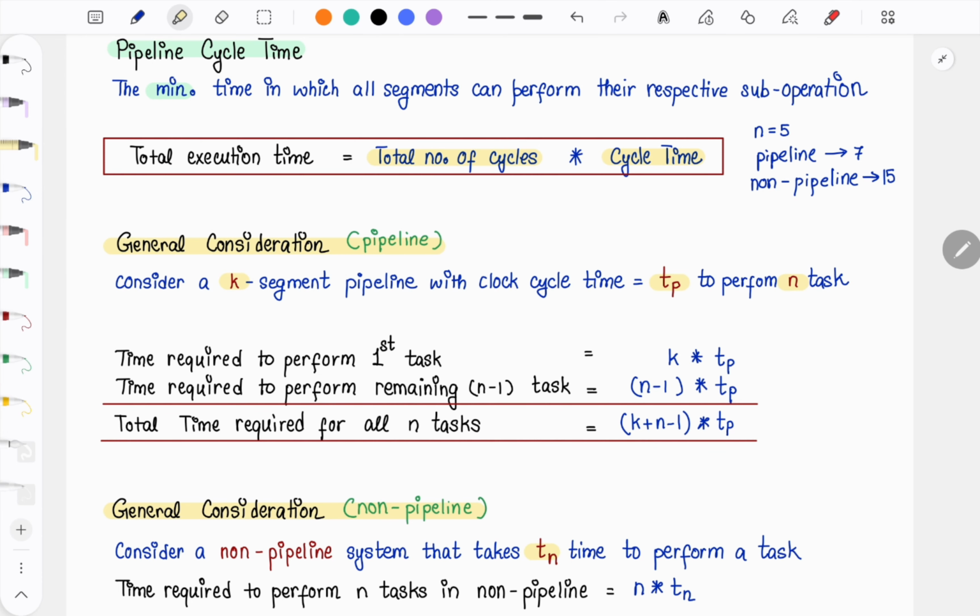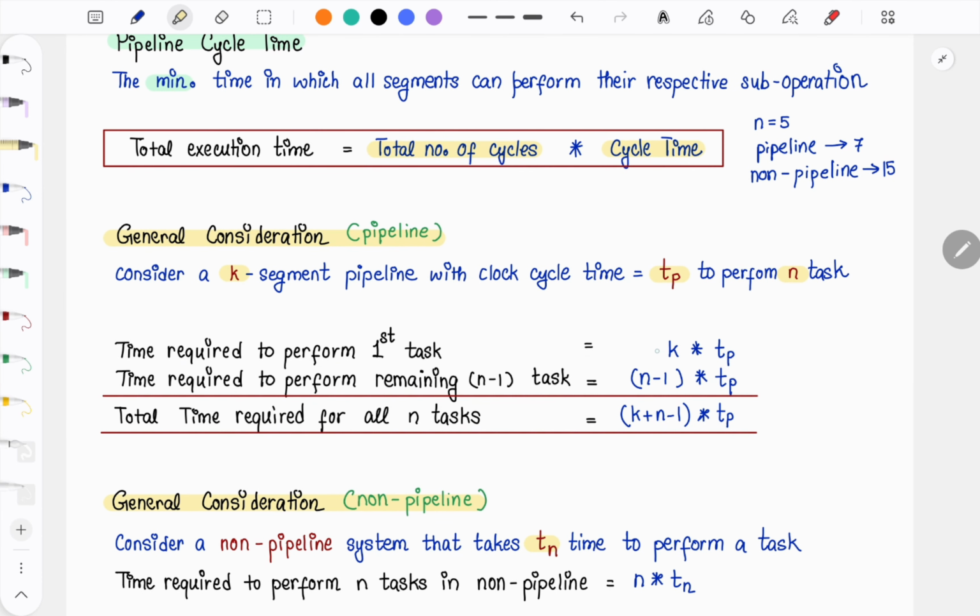So in order to perform one task, it will take the number of segments into the cycle time. With n tasks given, the first task is performed, and for the remaining n minus 1 tasks, we multiply by TP, and the total time adds up these two things, so we get K plus n minus 1 into TP. This is a crucial formula for pipeline. Now for non-pipeline, a similar thing will be done, but we'll use n into Tn.